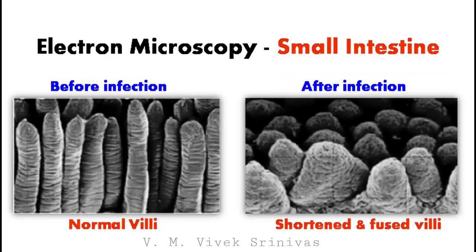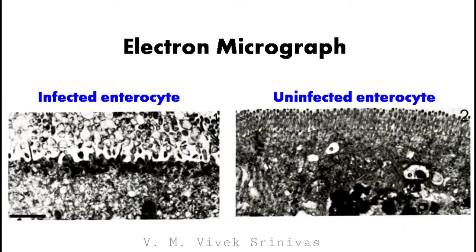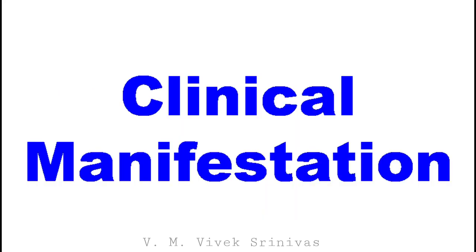The pictures shown here are the electron microscopy images of villi of the small intestine before and after infection. Before infection, the villi appear normal. After infection, the villi appear shortened and fused. The pictures shown here are the electron microscopy image of rotavirus infected enterocytes at left, compared to uninfected cells at right.